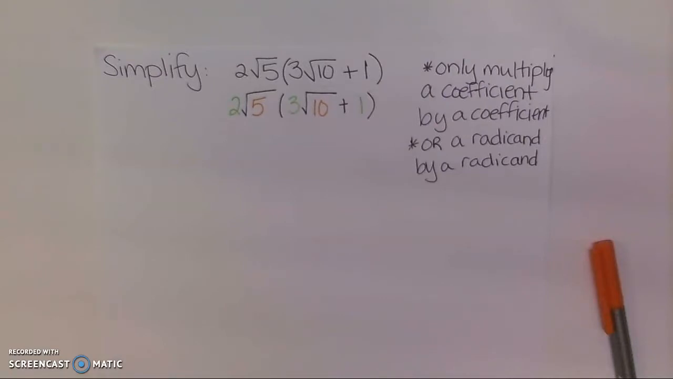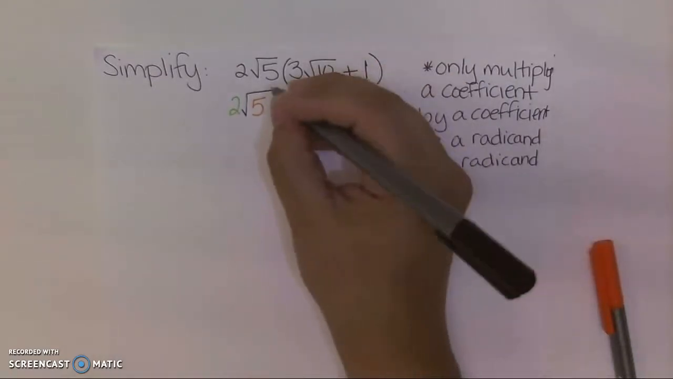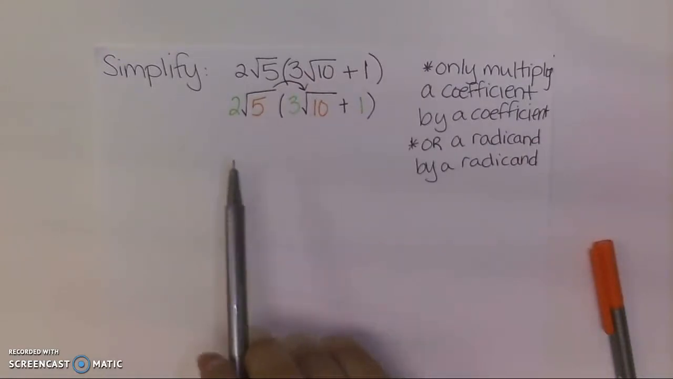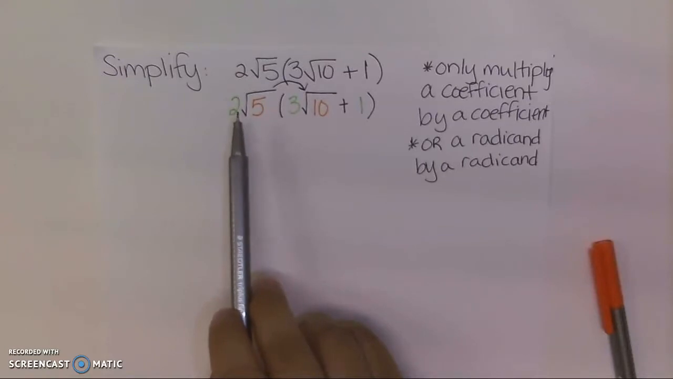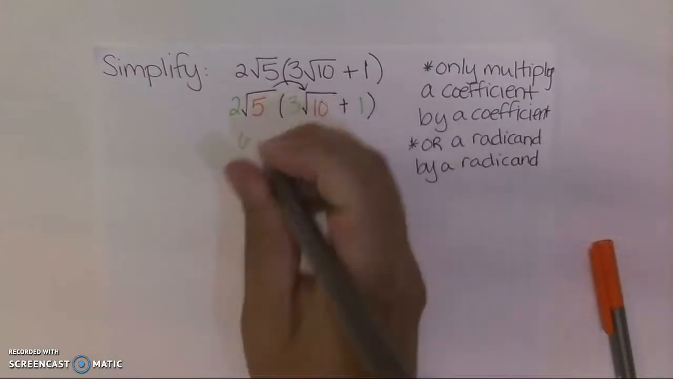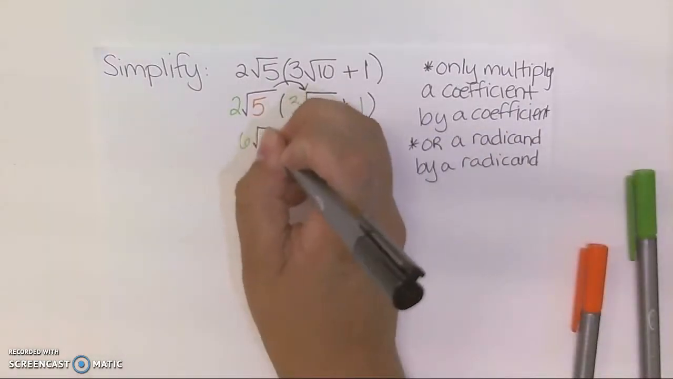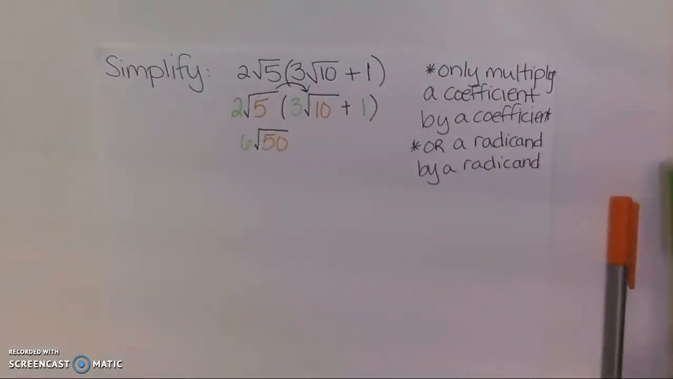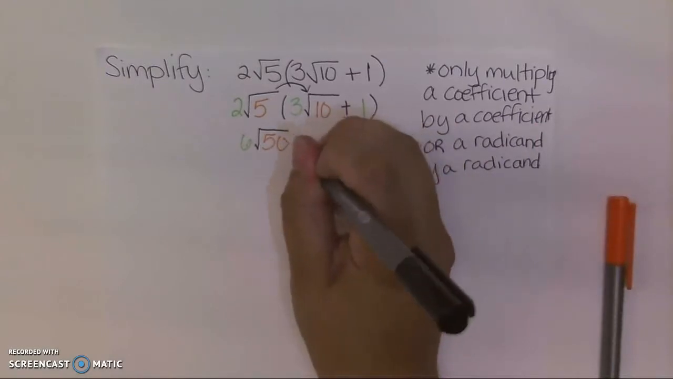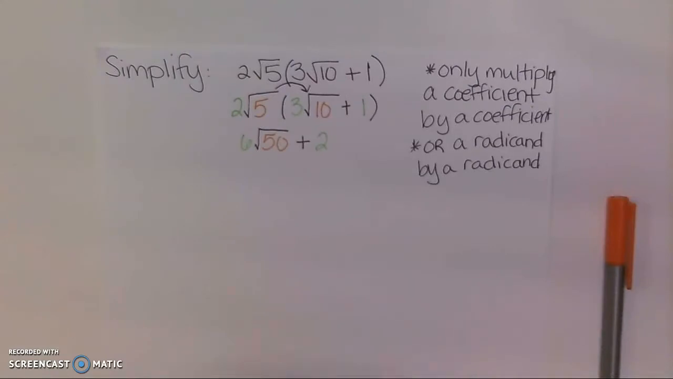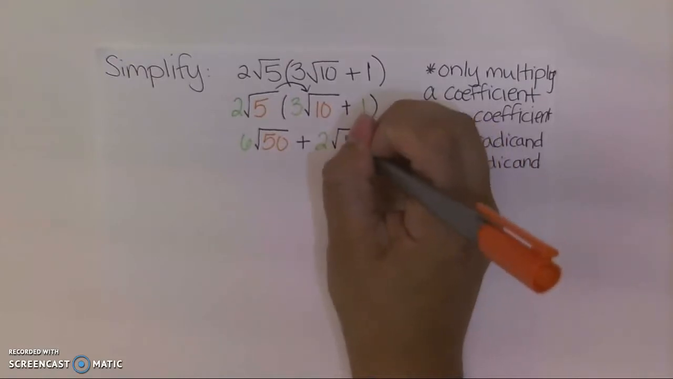So now I'm going to distribute because I have parentheses. But when I distribute, I'm going to make sure that I only multiply a green by a green or an orange by an orange. Okay, so outside, or a coefficient, 2 times 3 is 6. Square root, and then 5 times 10 is 50. Plus 2 times 1 is 2. And then I don't have a radicand to multiply by, so it's just going to be a 5.